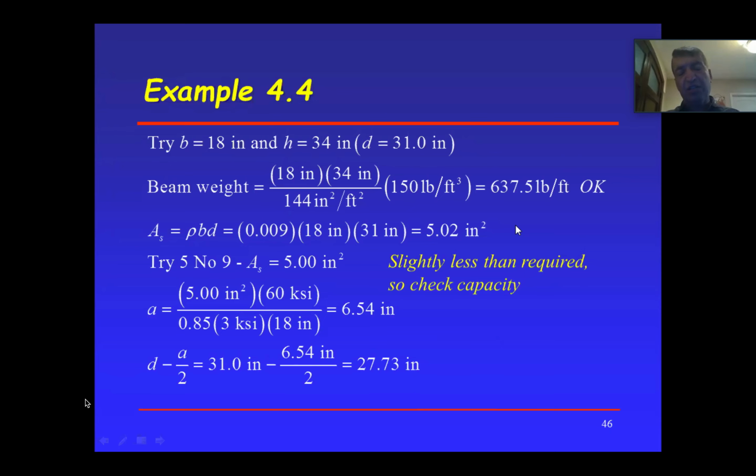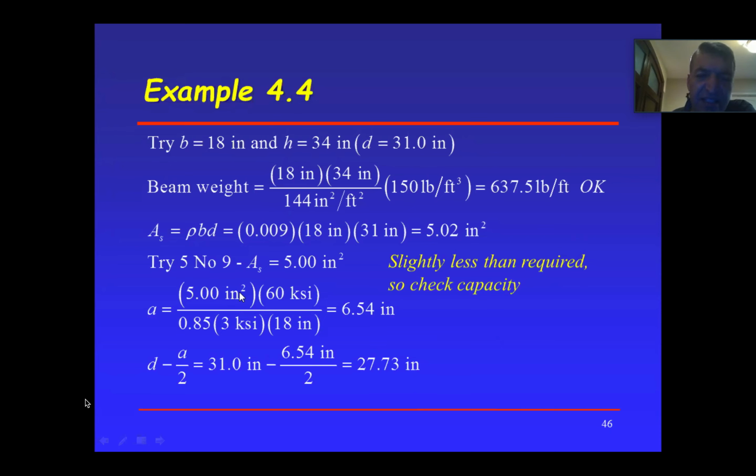And it's a good assumption or judgment. Why? Because we magnify our load, 20% dead load, 60% live load. So can I cheat a little bit on the steel? Yeah, should be fine. But one thing you must do is check the moment capacity of this beam. Make sure it still can carry your moment capacity, and we're going to do that in a second. So it says slightly less than required, so check the capacity of the beam.